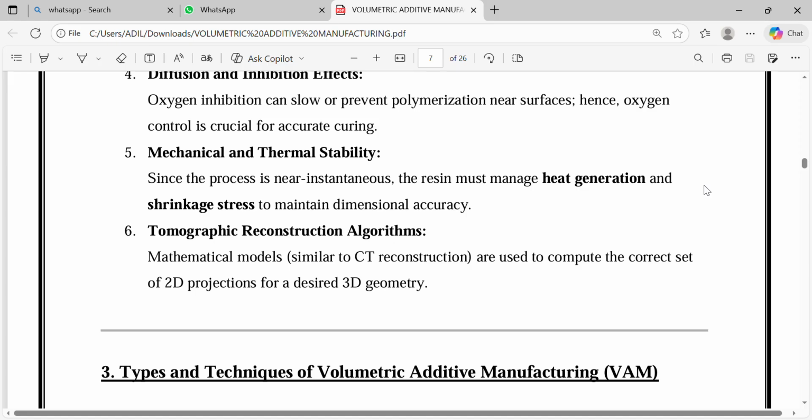CT reconstruction. Like in the sixth property, tomographic reconstruction algorithms are mathematical models similar to CT reconstruction. CT reconstruction creates 3D models from 2D images. It enables complex internal structures and allows for high resolution. Images are used to compute the correct set of 2D projections for a desired 3D geometry.